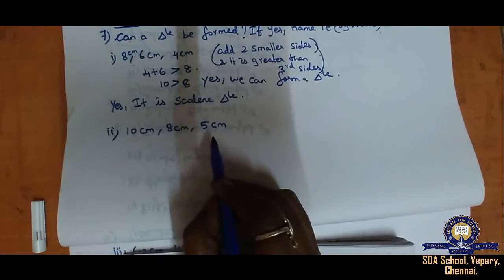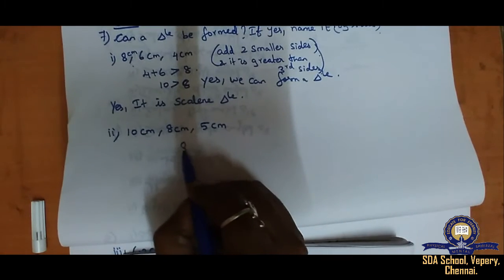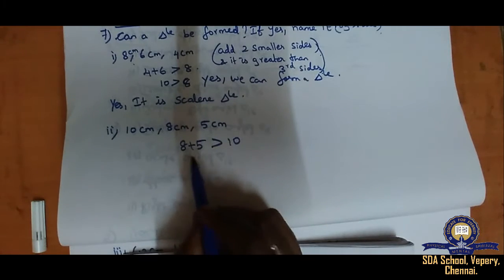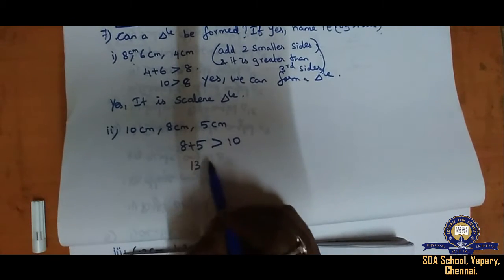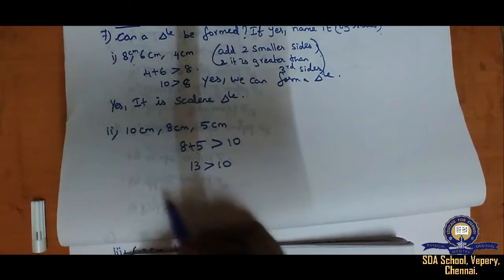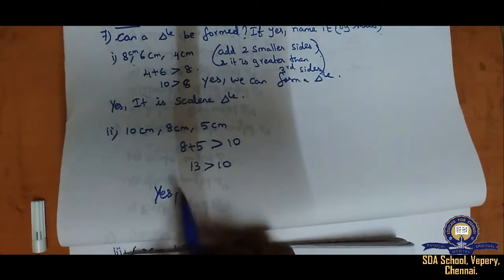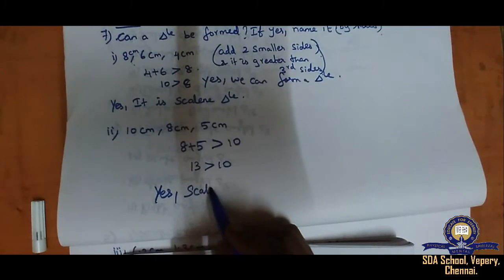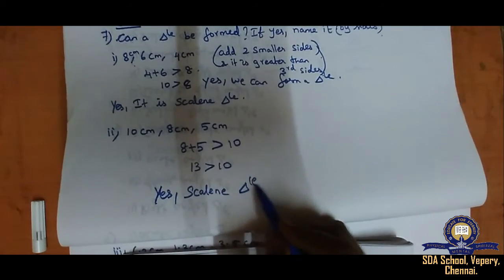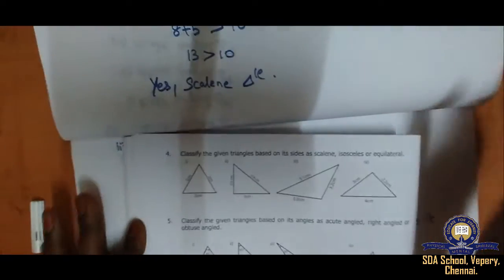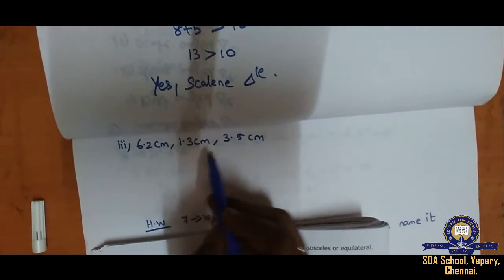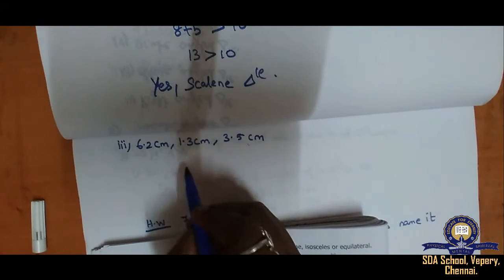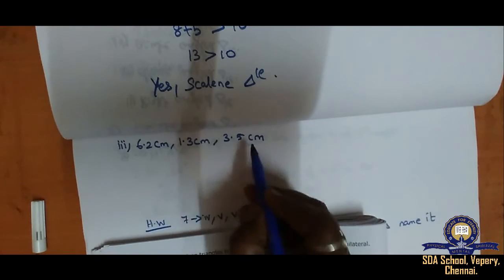Next we'll do one more sum. Which are the smaller sides? 8 and 5. We should see if 8 plus 5 is greater. 8 plus 5 is 13. So yes, we can form a triangle. If all the sides are different, it is said to be a scalene triangle. Clear? Next, third question. 6.2, 1.3, 3.5. See, all the sides are different. It is also scalene. See which ones are smaller, 1.3 and 3.5.